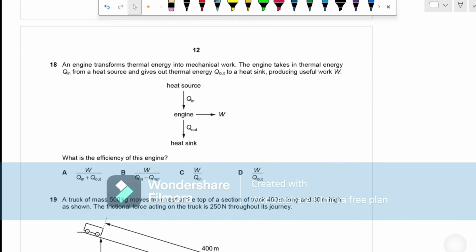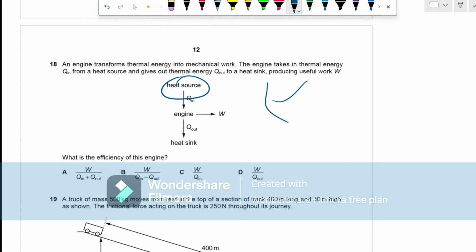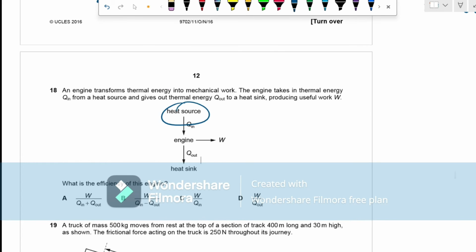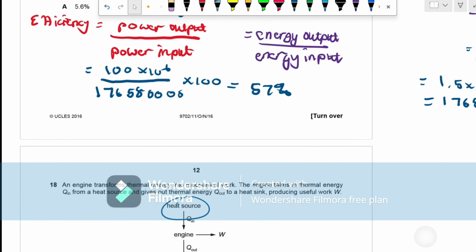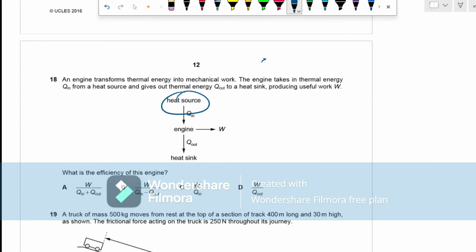An engine transforms thermal energy into mechanical work. You put in coal, for example, that's your heat source. You're chucking coal into the machine, and then it's going to do some work. Then it's going to give out some heat as output, right? So again, efficiency. These questions are related, guys. We just solved the equation of efficiency a few seconds ago: power output over power input. So in this case, it's what work do you get out, what's useful, versus what do you put in, Q in. Your answer is going to be C.